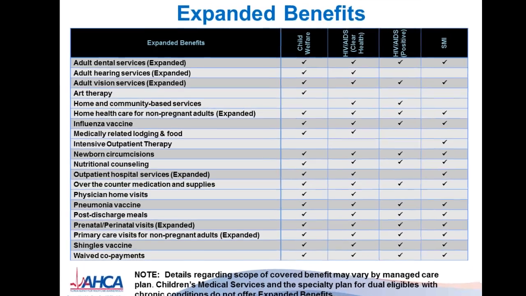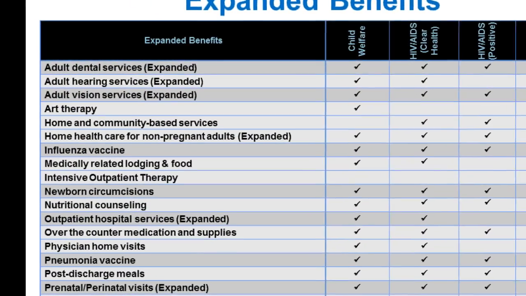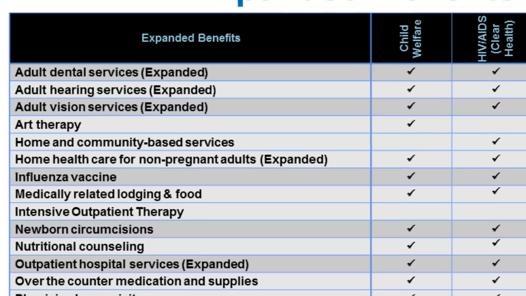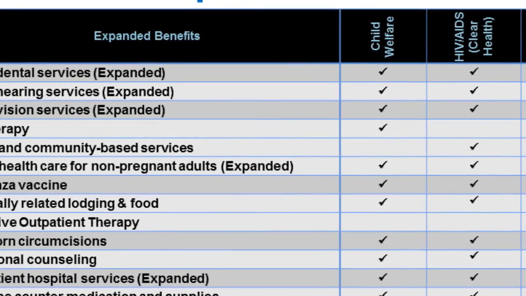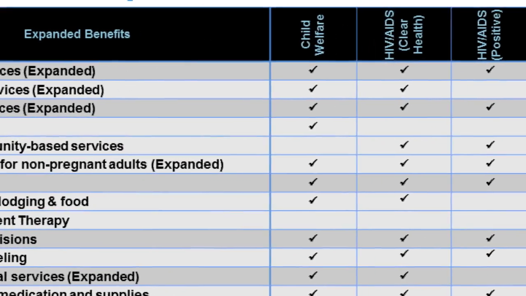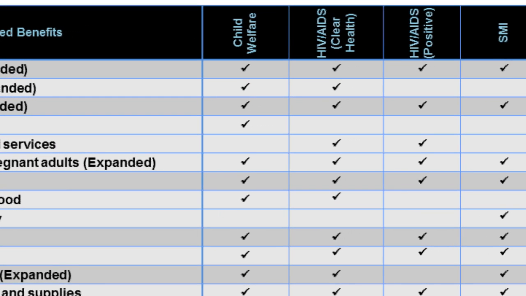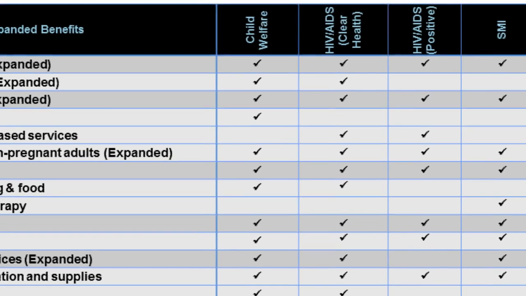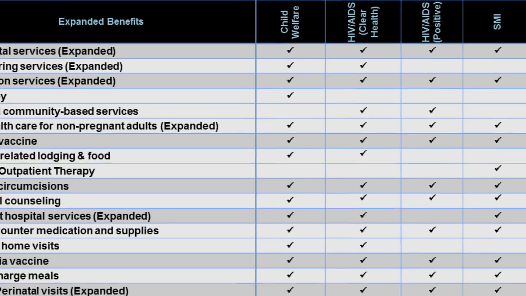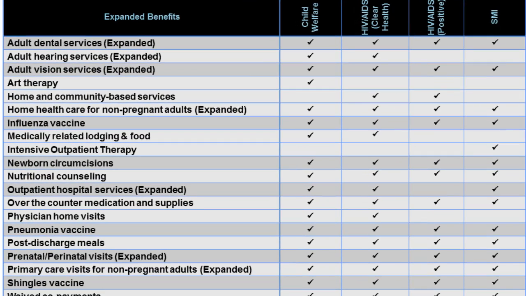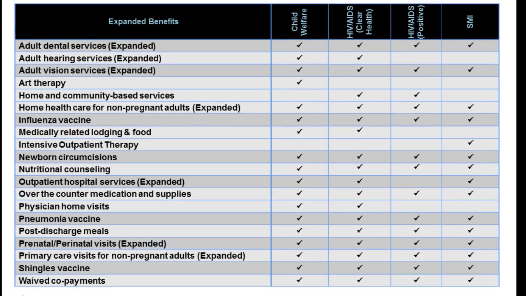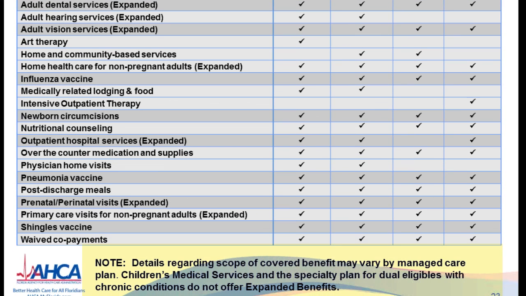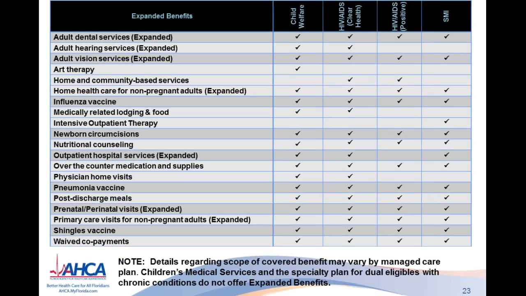This is a list of the expanded benefits that are available through the specialty plans. Child welfare, the HIV and AIDS plan for Clear Health or the HIV and AIDS plan with Positive, and the serious mental illness plan. Details regarding the scope of covered services may vary by managed care plan, and the Children's Medical Services plan and the specialty plan for dual eligibles with chronic conditions do not offer expanded benefits.